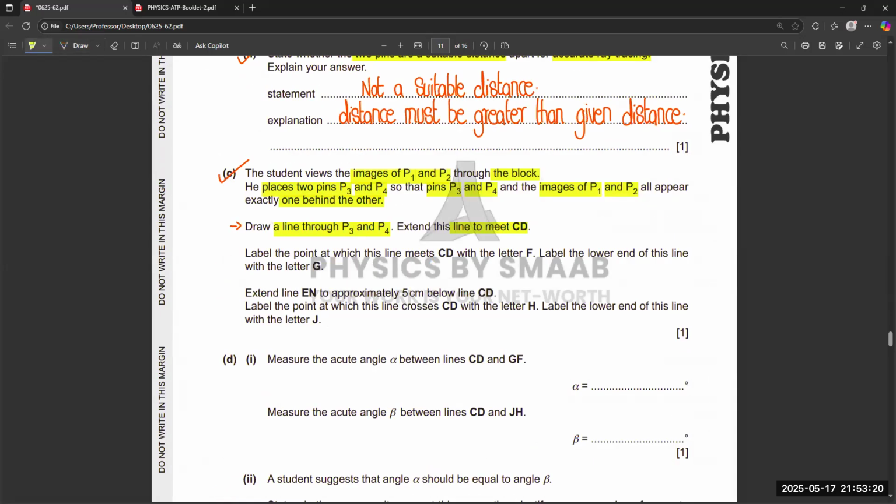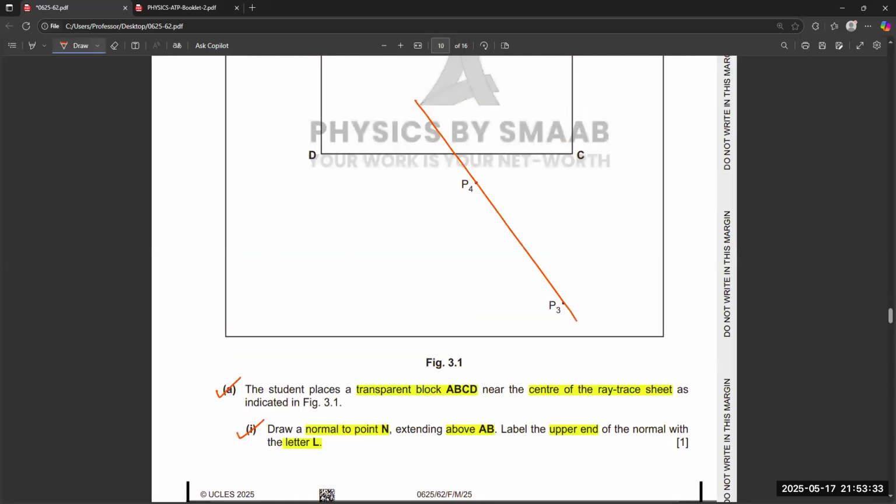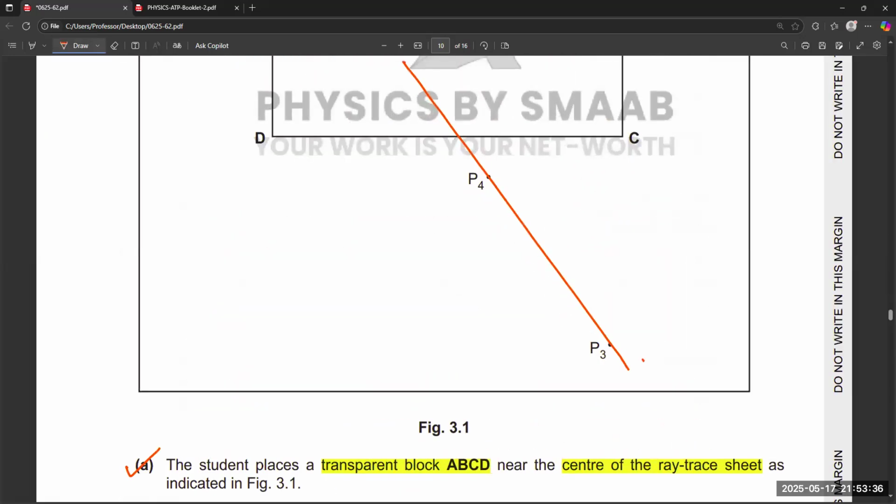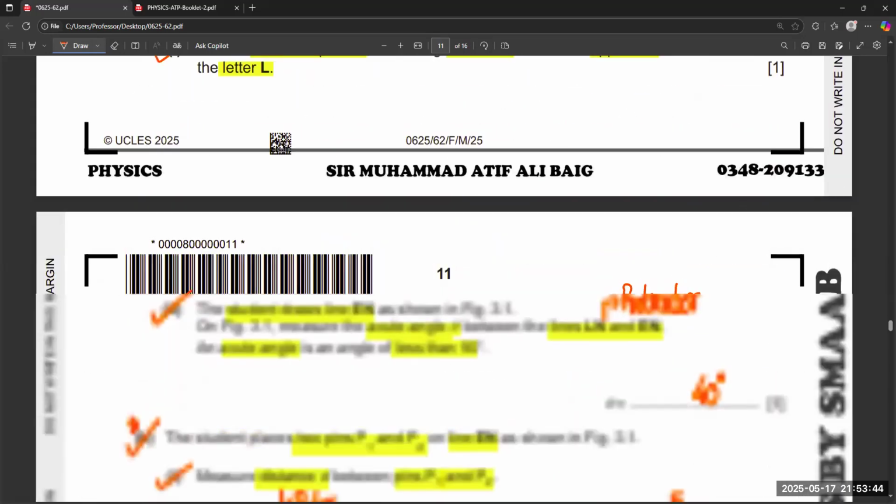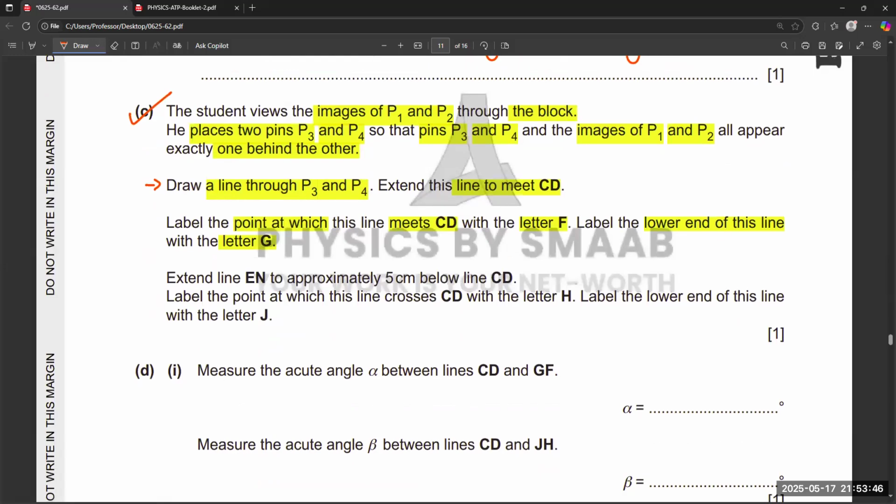Now label the point at which this line meets CD with the letter F, and label the lower end of this line with the letter G. F and G. This is G. This is F. Now extend the line to approximately 5 centimeter below line CD. So we have to extend 5 centimeter below CD.